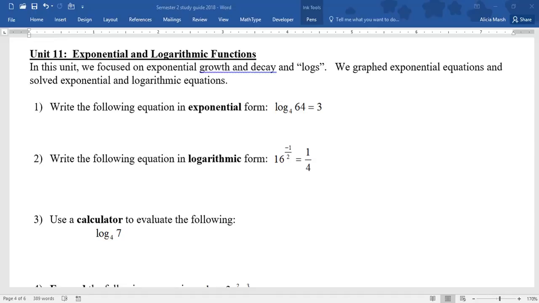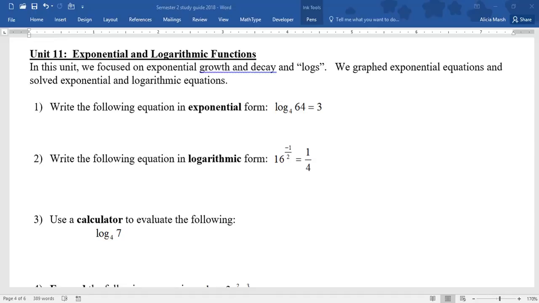What you're going to want to have on you is that study guide that you've been working on. This is for exponential and logarithmic functions, so double check to make sure you're on that particular page. In this unit, we focused on exponential growth and decay and logarithms. We graphed exponential equations, we solved exponential and logarithmic equations.